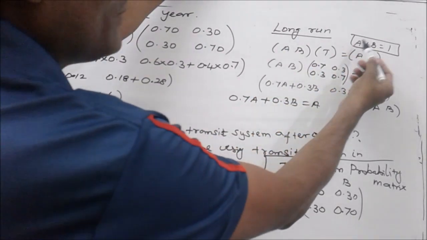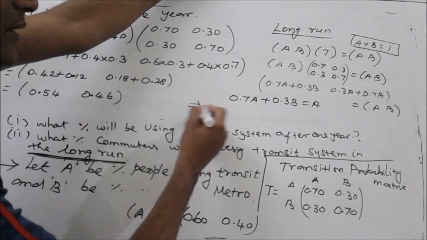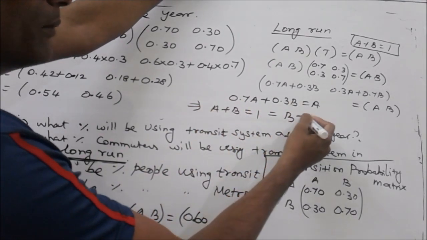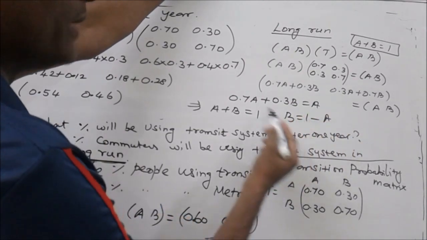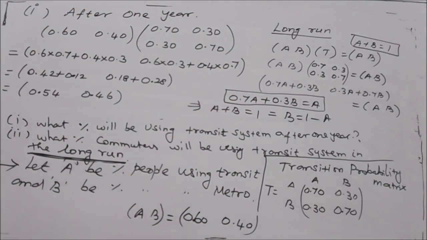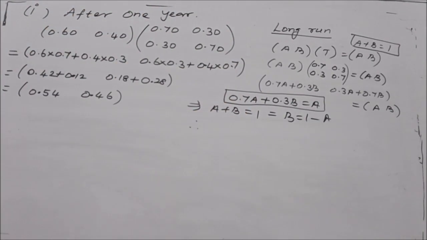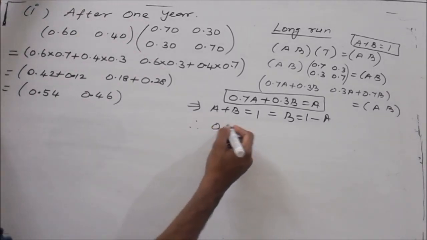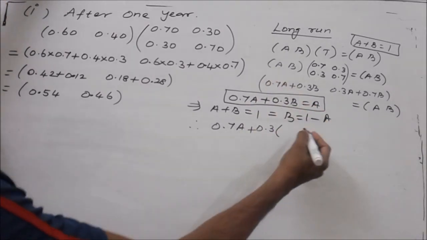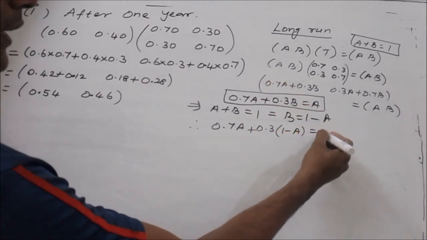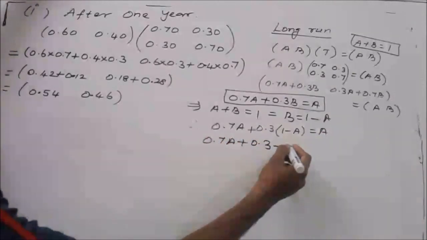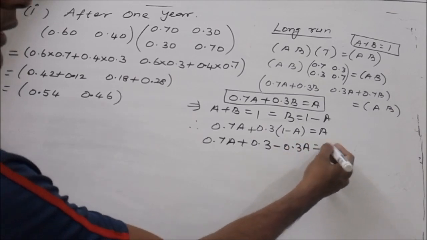And then we have the sum of A and B equal to 1, which implies A plus B equal to 1, which implies B equal to 1 minus A. Substitute the value of B as 1 minus A in the above equation. We will have 0.7a plus 0.3 into B. Instead of B, substitute 1 minus A, equal to A. Now 0.7a plus 0.3 minus 0.3a equal to A.